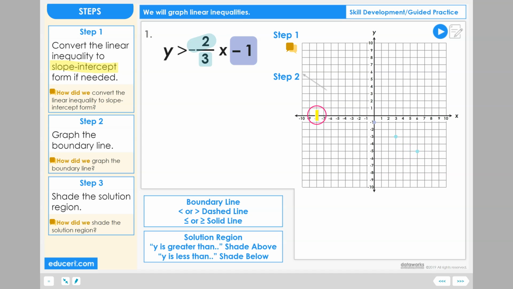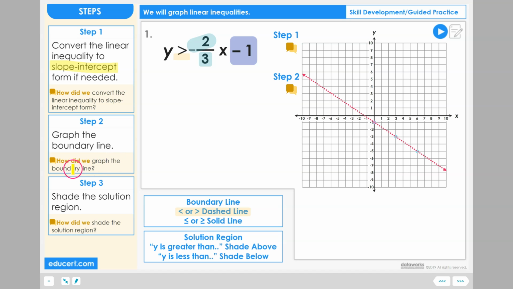We now see that our boundary line will follow this pattern, but we need to determine whether we should draw the boundary line with a dashed line or a solid line. Because the inequality type is greater than, we will use a dashed line. The ordered pairs on the line will not be solutions to this linear inequality.